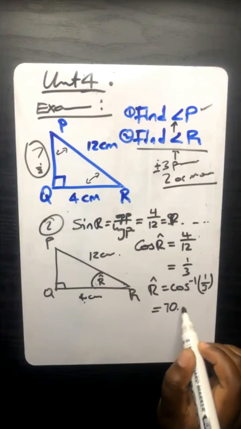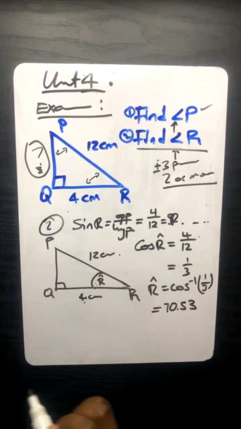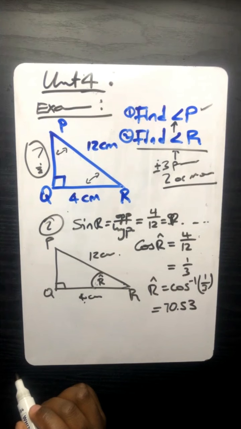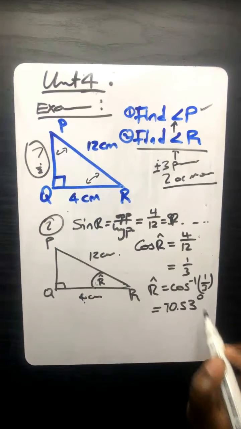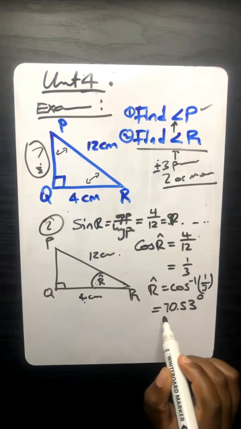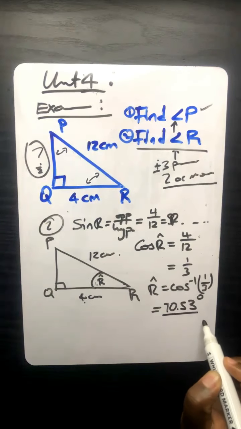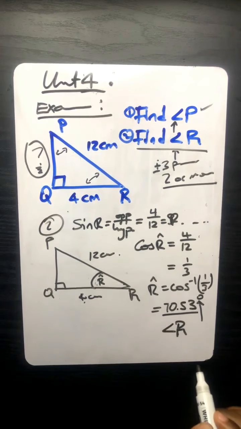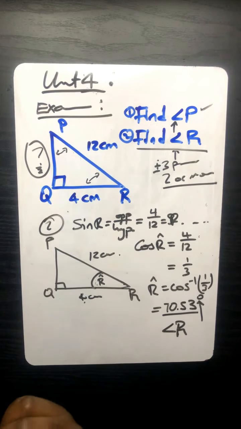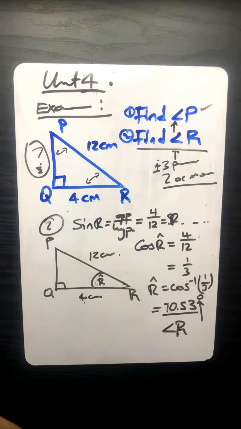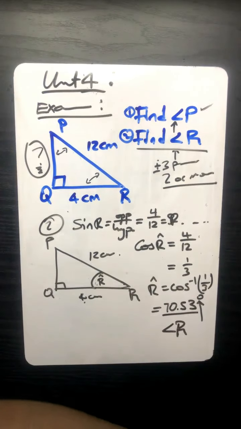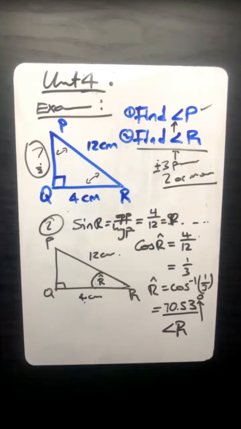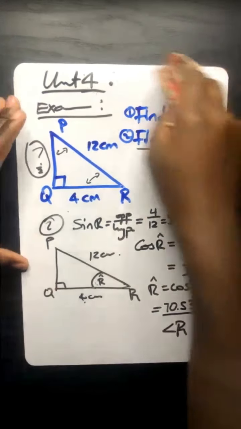Like that, right? Yes, degrees. Degrees, 100%. So guys, be careful. It's not 70,53. It's 70,53 degrees. Why? Because we are calculating angle R. Very, very important, ladies and gentlemen. Make sure that you don't forget the degrees. So guys, we now move to our last part for today's lesson.